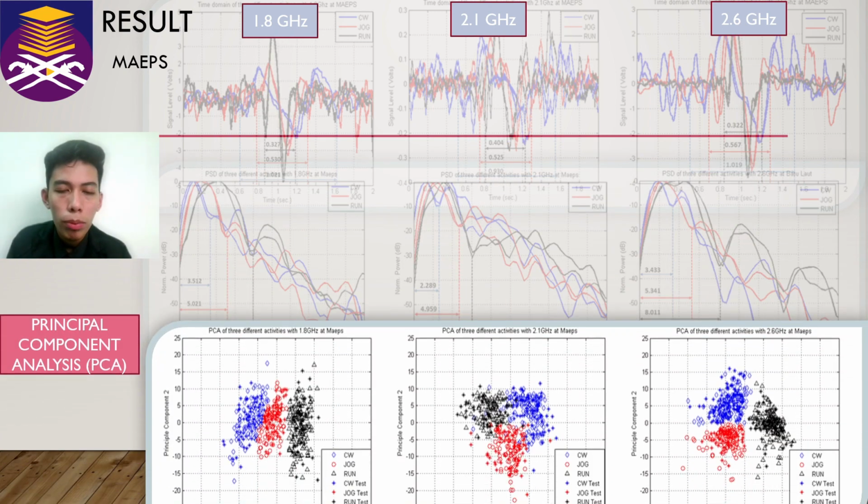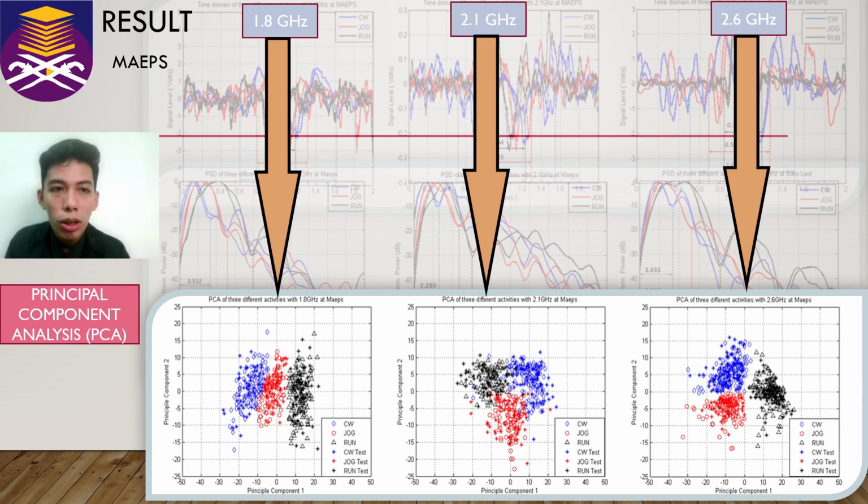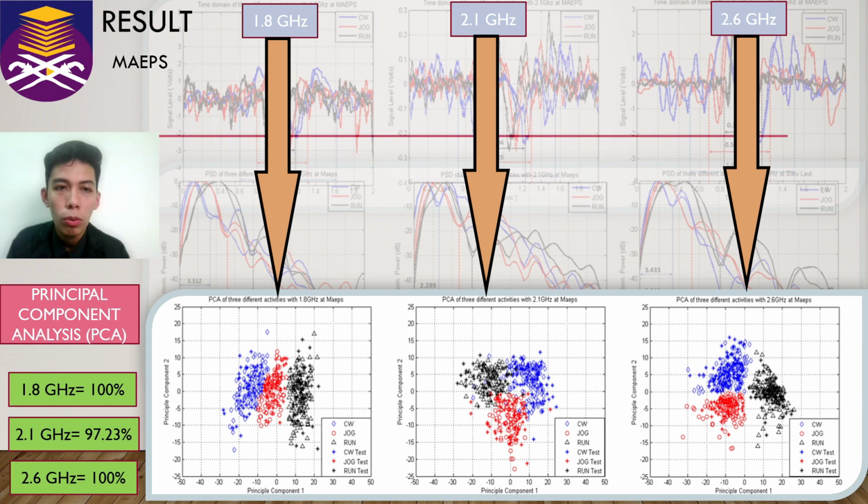Next, we proceed to the PCA. As you can see, only at frequency 2.1 GHz do the clusters overlap with each other, while for the other frequencies they do not overlap. From all the results, after PCA, the cluster classification at Batu Laut is the worst, scattered in comparison with Kampung Bangkok and MAEPS, due to the lowest EC power from the LTE tower base station. For the percentage at MAEPS, 1.8 is 100%, then 2.1 is 97.23%, and then for 2.6 is 100%.